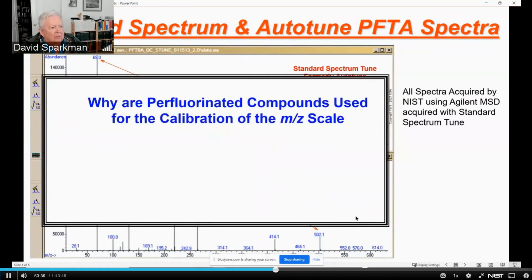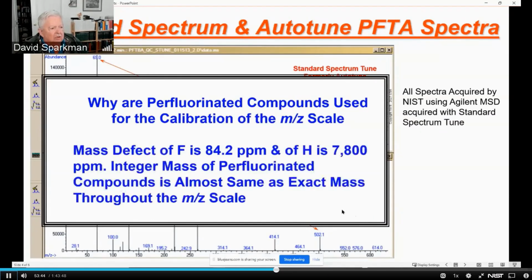Perfluorotributylamine is used for the calibration of the M/Z scale because of the mass defect of fluorine as compared to the mass defect of hydrogen. You see, there is a considerable difference. Therefore, the exact mass, even at high mass, of a perfluorinated carbon ion is going to be very close to its integer mass.